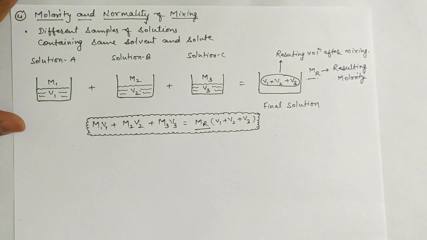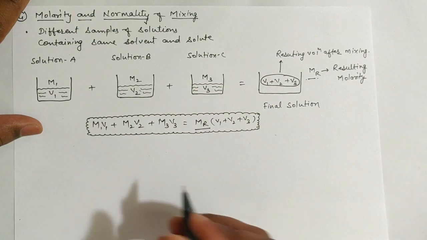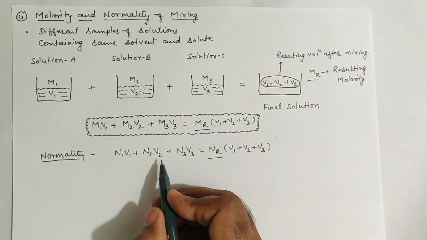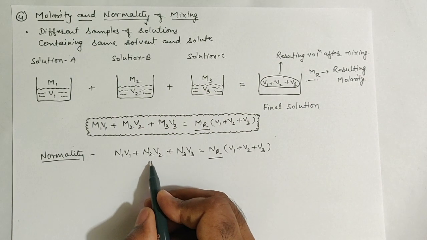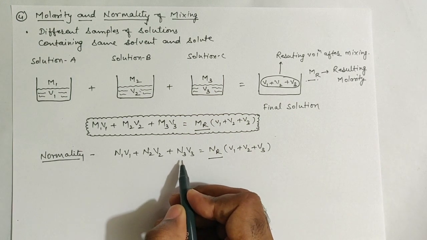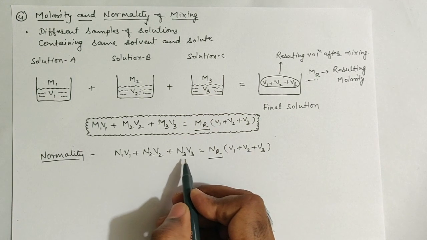Similarly, we can calculate the resulting normality of the solution. N2, V2 are the normality and volume of solution B. N3, V3 are the normality and the volume of solution C.